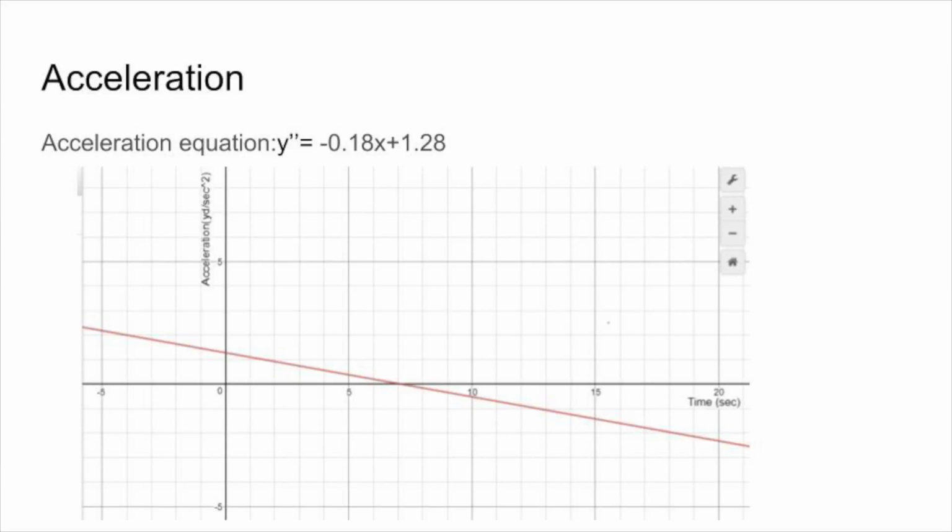This is the acceleration graph. The equation found here is y double prime equals negative 0.18x plus 1.28, which represents the linear regression. This equation was found by taking the derivative of the velocity equation mentioned earlier.